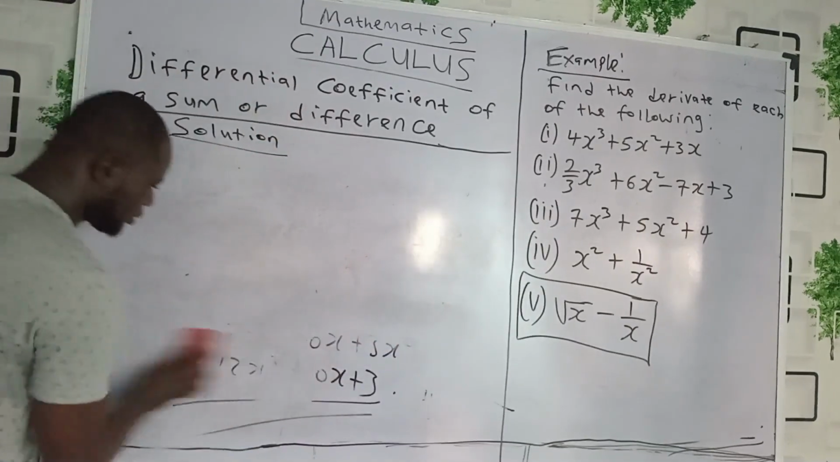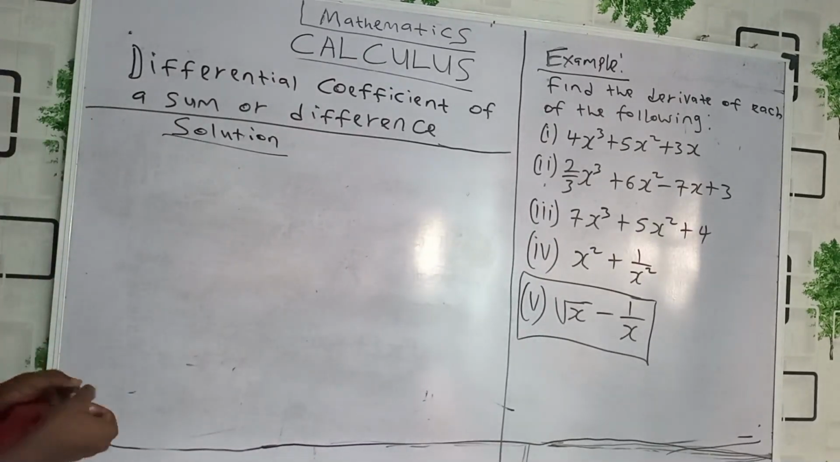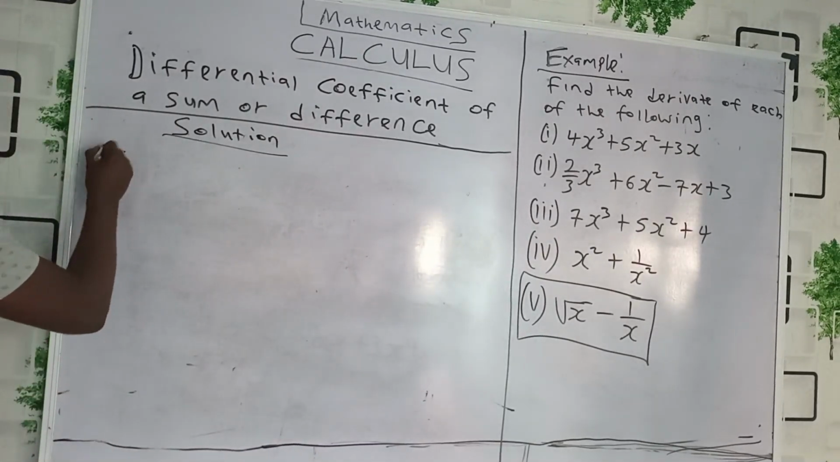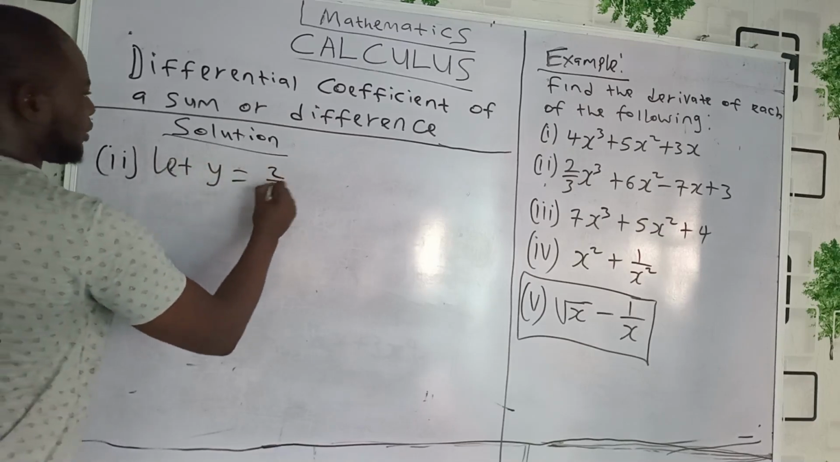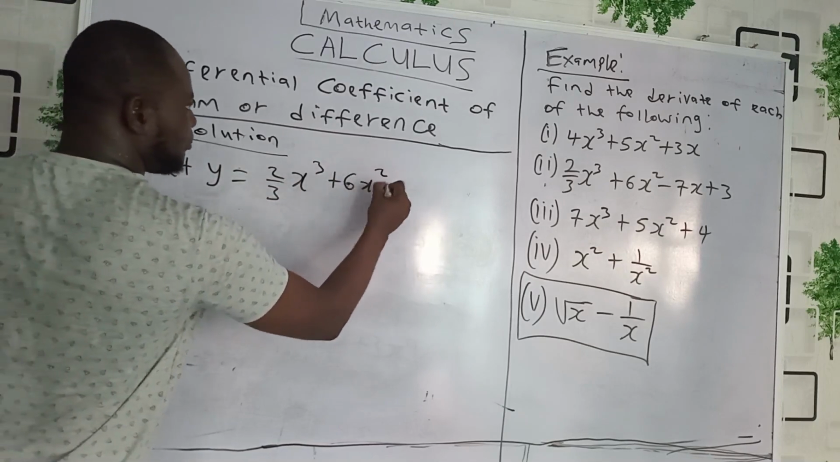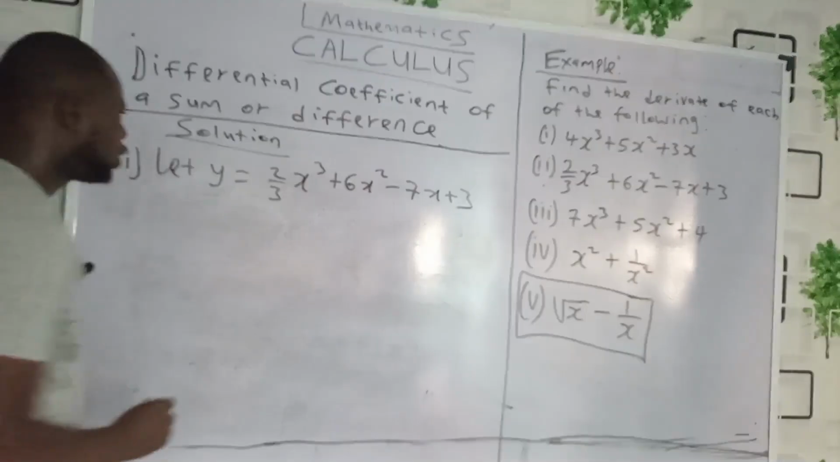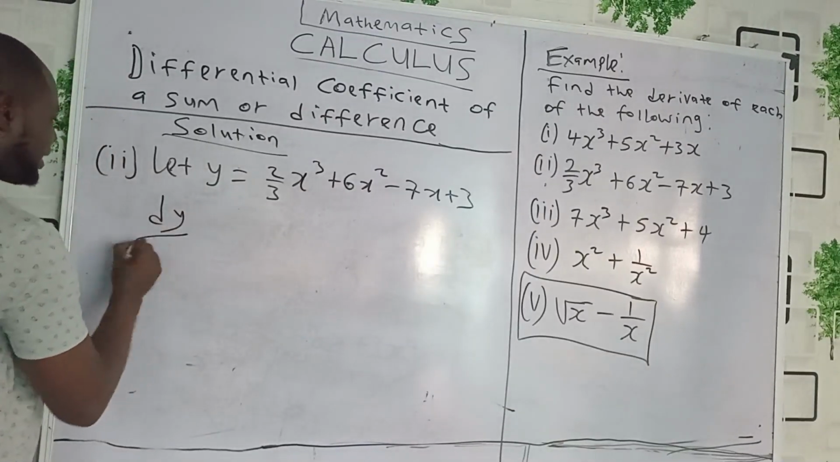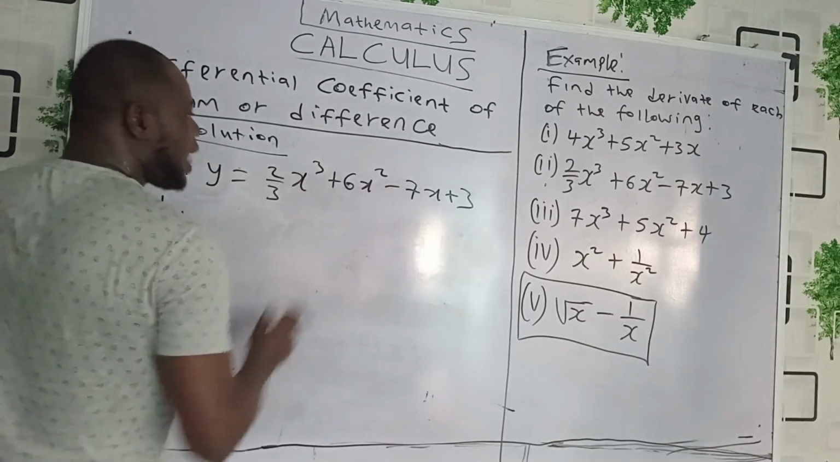Now I'm on figure 2. As usual, let y be 2 all over 3 x raised to power 3 plus 6x squared minus 7x plus 3. Guys, let me tell you something. In this case, I have a sum, I have a difference.